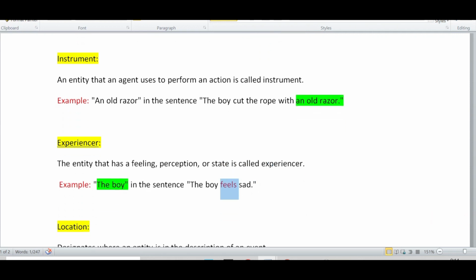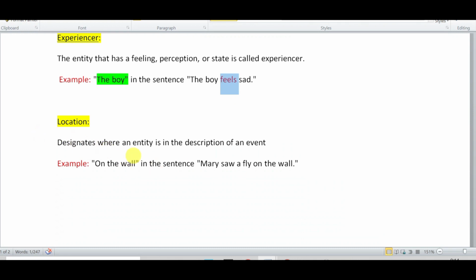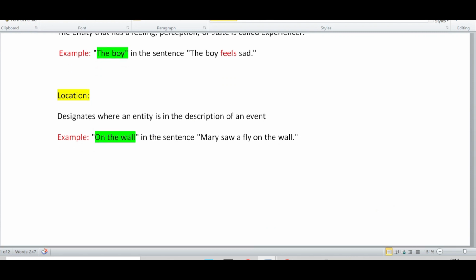Next is location. It designates where an entity is in the description of an event. In the sentence, Mary saw a fly on the wall, what was the location? On the wall was our location. This is our location in semantic roles.